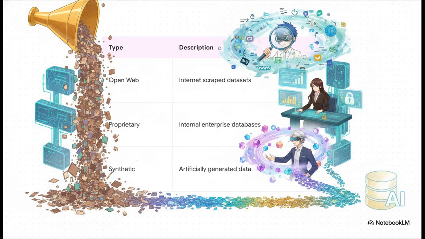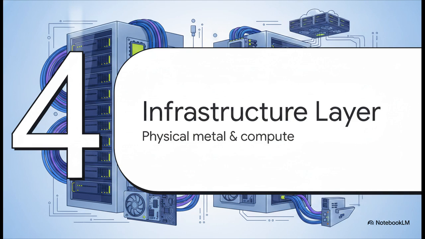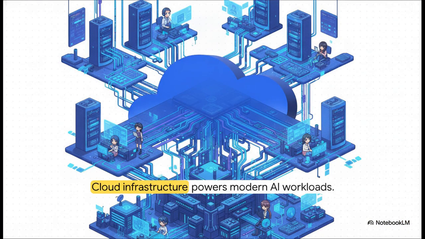But no matter the source, all of this data has to be aggressively collected, cleaned, and organized to become the high-octane fuel for AI. Down we go to layer 4, the infrastructure layer. We're talking the physical metal and compute. We have finally reached the absolute bottom of the iceberg.